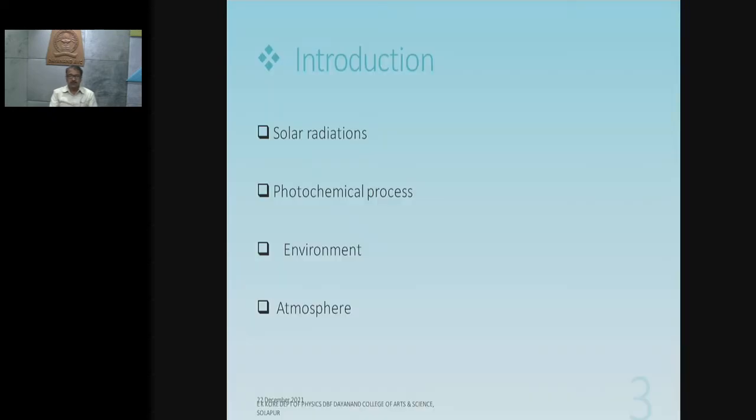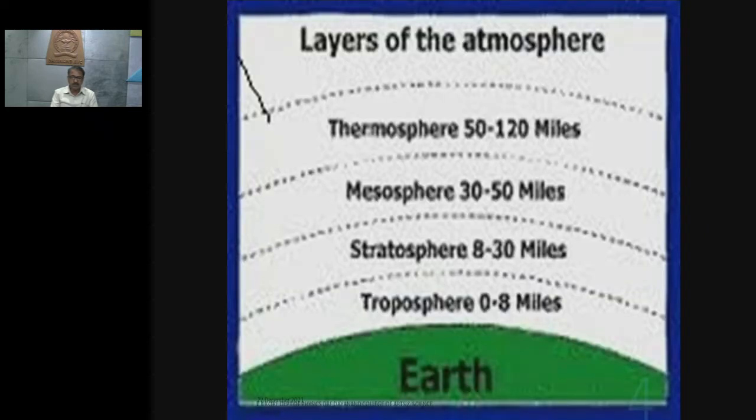We know the prime source of energy on the earth is solar radiation, the sunlight. Because of photochemical processes, ozone is formed in the stratosphere. It acts as a protective umbrella for life on the earth. Everything surrounding man is environment. The gaseous envelope surrounding the planet is called the atmosphere of that planet. It is a mechanical mixture of different gases. It is not a chemical compound.